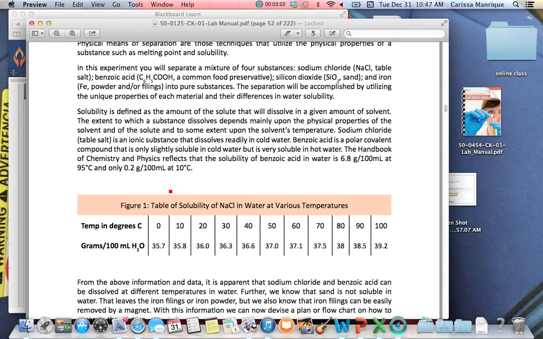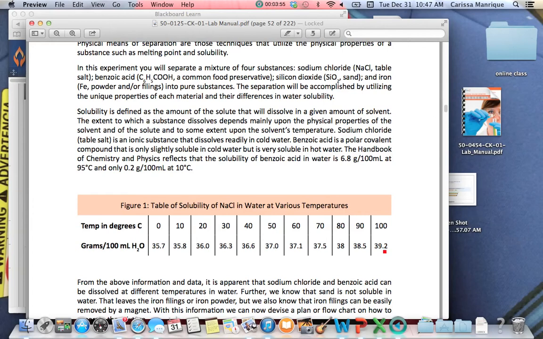Here's the solubility table of sodium chloride. If you see here, at 0 degrees Celsius, it's about 35.7 grams. So in 100 milliliters of water, 35.7 grams of salt, sodium chloride, will dissolve. If you look here, room temperature is between 20 and 30, and you see it's about 36-ish. Notice as the temperature goes up, you can dissolve a little bit more.